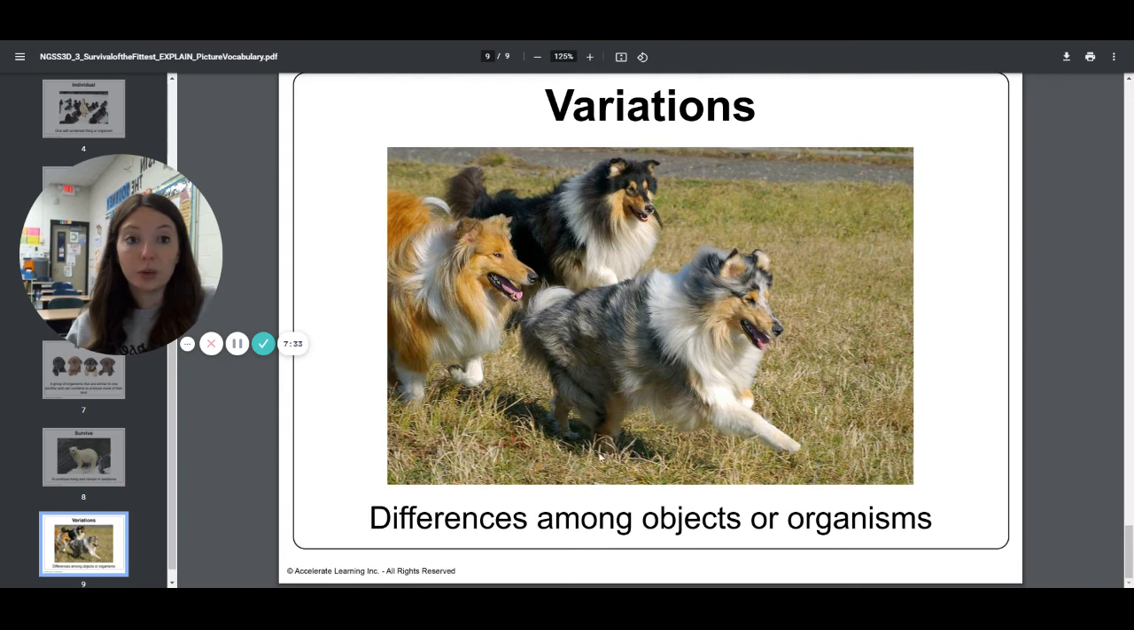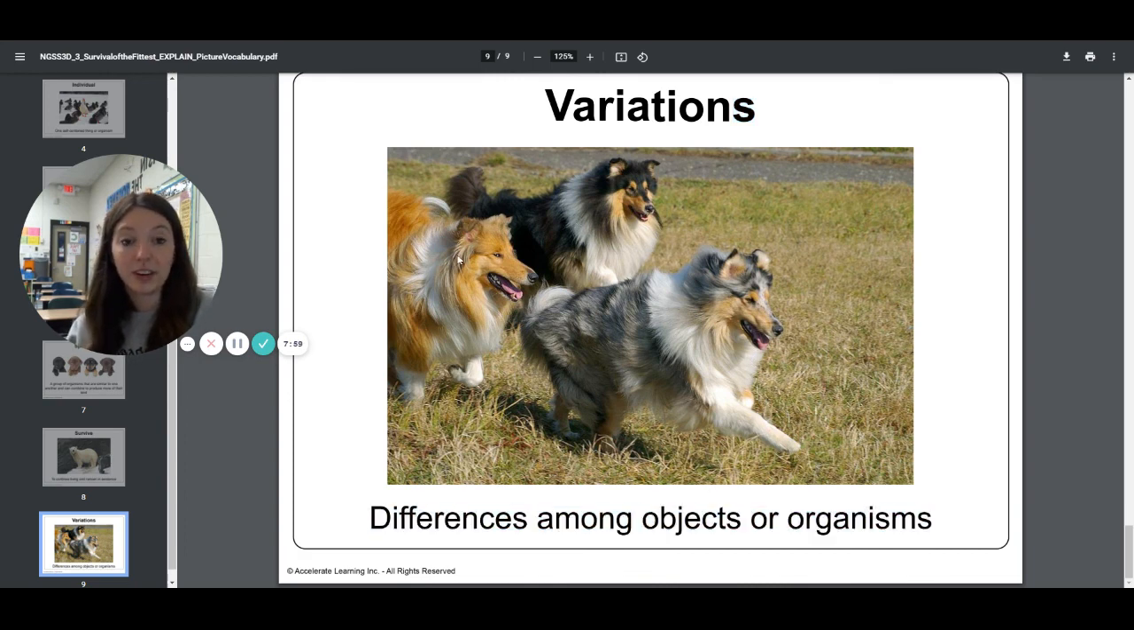The last word is the word variations. Say the word variations. Good. Let's spell it. V-A-R-I-A-T-I-O-N-S. Variations. That shun comes from the T-I-O-N. And I know it's plural because there's an S at the end. Variations. Variations are just differences among objects or organisms.